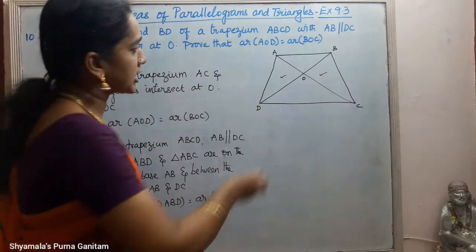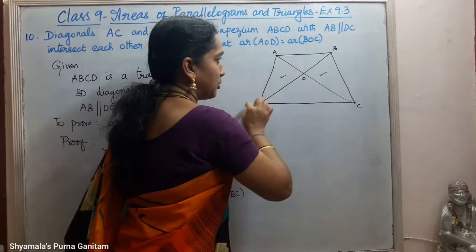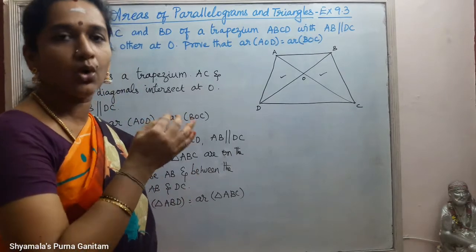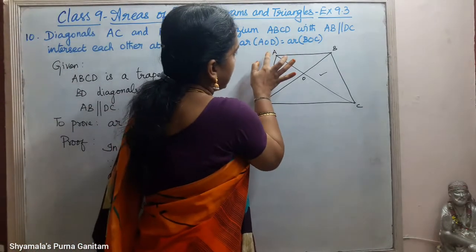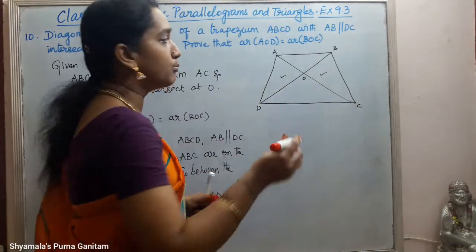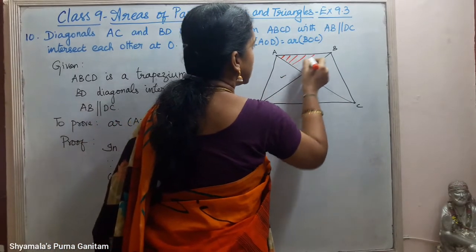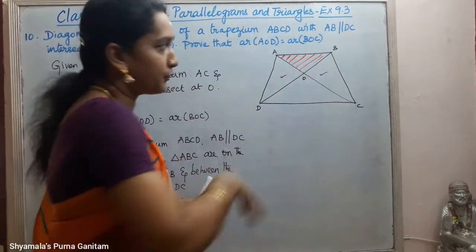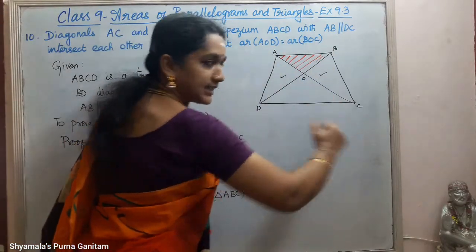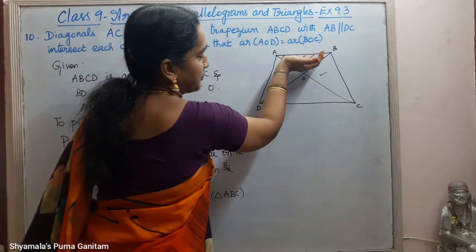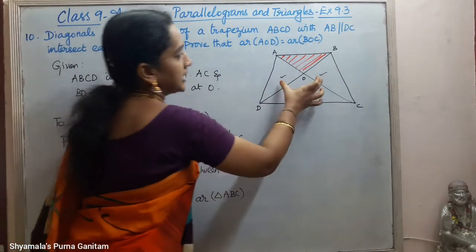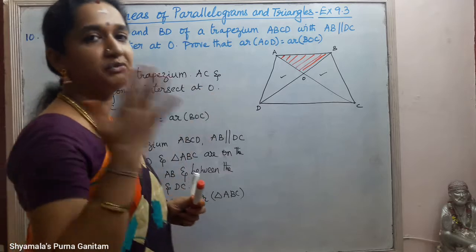But we are asked to prove only this part, AOD and BOC, that these two triangles are equal. For that, if we see, the triangle AOB part is common to both the triangles, ABD and ABC that we have taken. If I remove this shaded part from both the triangles, the remaining is what they are asking us to prove.